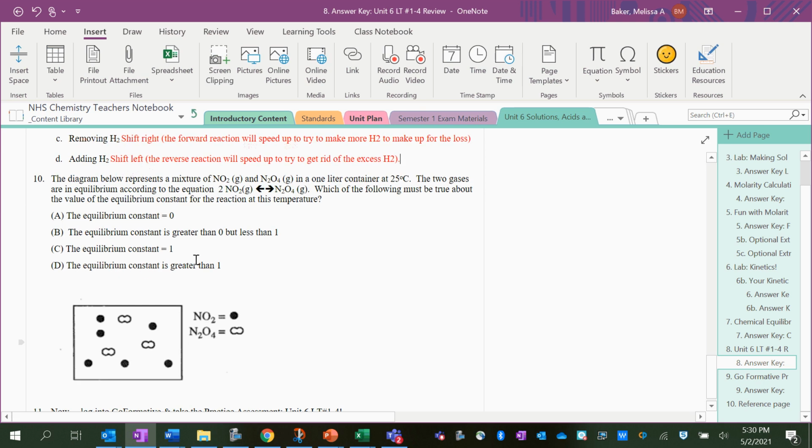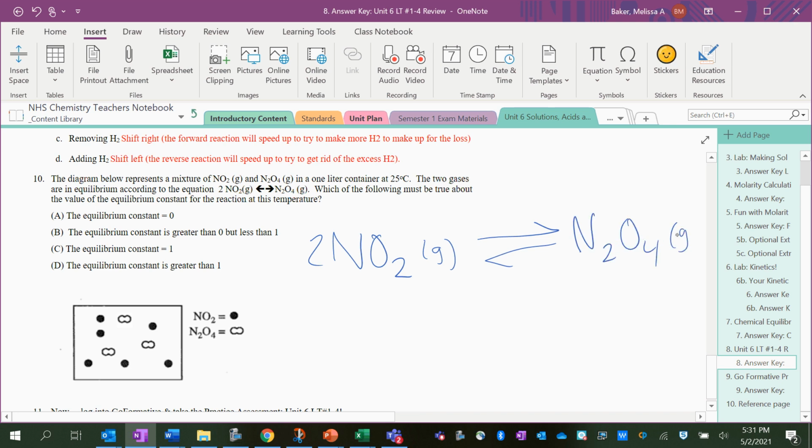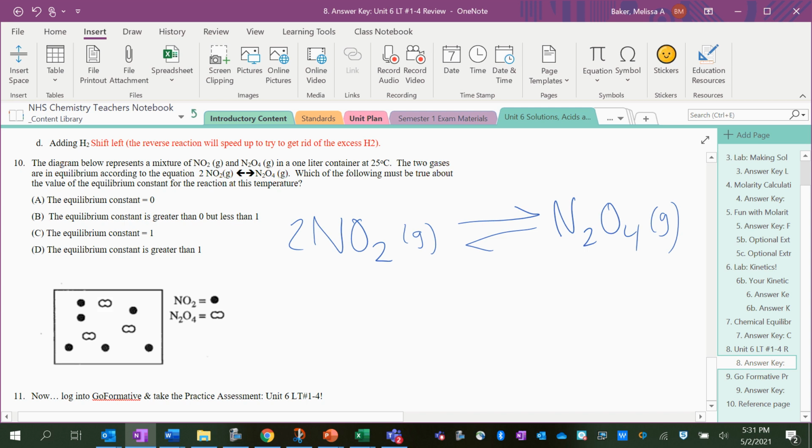And the last one says, the diagram below represents a mixture of NO2 and N2O4 in a 1 liter container at 25 degrees Celsius. The two gases are in equilibrium according to this equation. I think that's supposed to represent a reversible arrow here. Which of the following must be true? Okay, so the equilibrium constant is the concentration of the product over the concentration of the reactants.